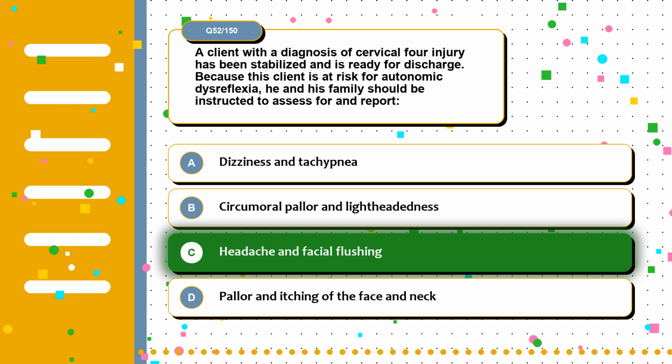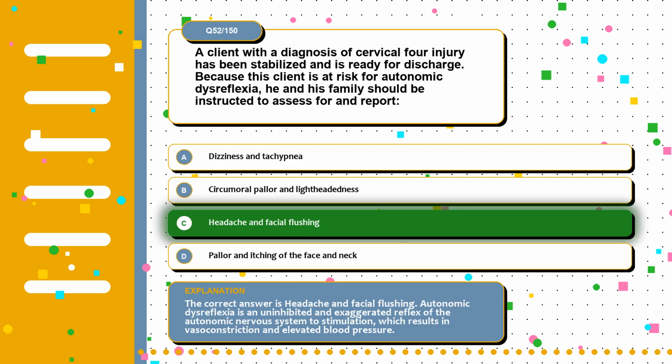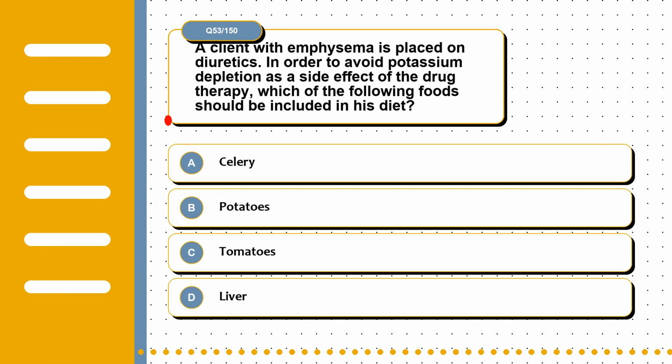The correct answer is option C, headache and facial flushing. Autonomic dysreflexia is an uninhibited and exaggerated reflex of the autonomic nervous system to stimulation, which results in vasoconstriction and elevated blood pressure.